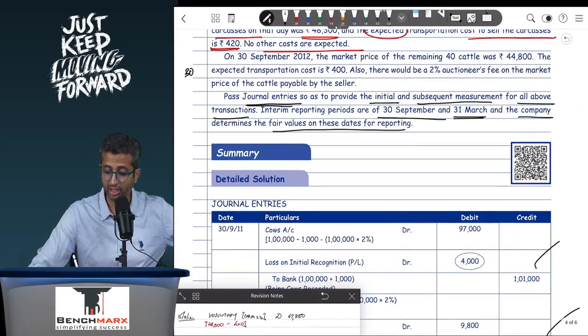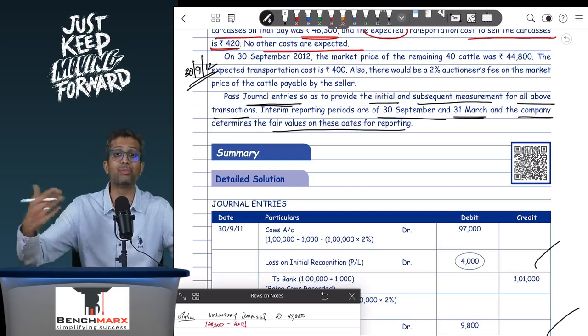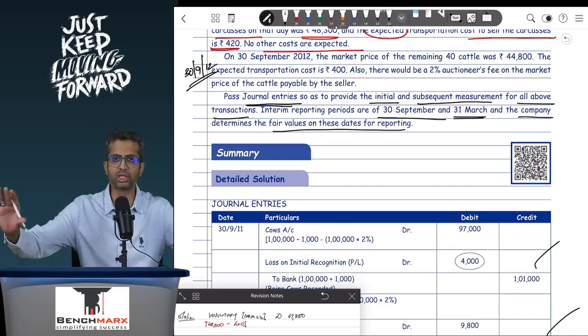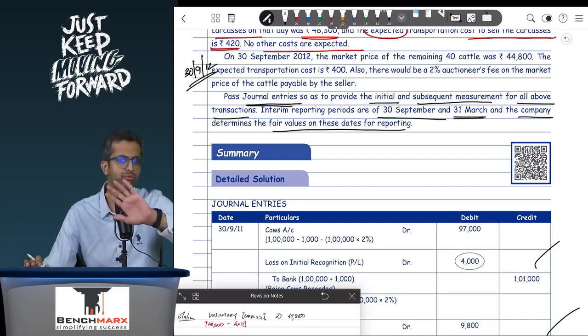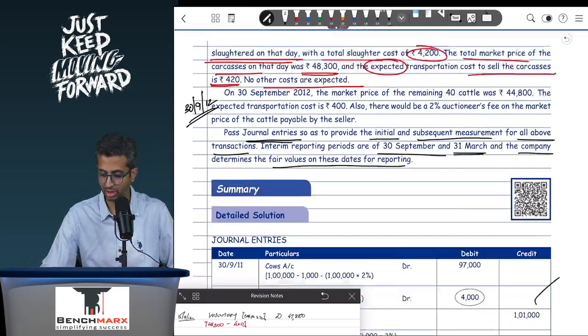We now finally come to 30th September 2012. Earlier you were on 15th September. You have been given the fair value, but the question is very clearly given you that you are remeasuring only at 31st March and 30th September, and hence in line with the institute solution, we have not done any remeasurement on 15th September. We will directly do this on 30th September.